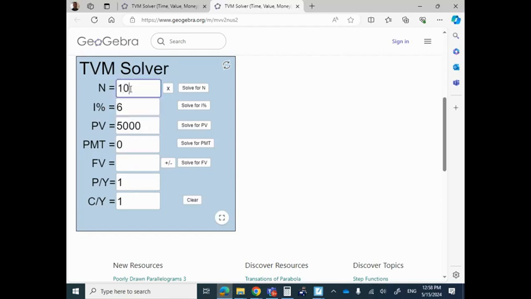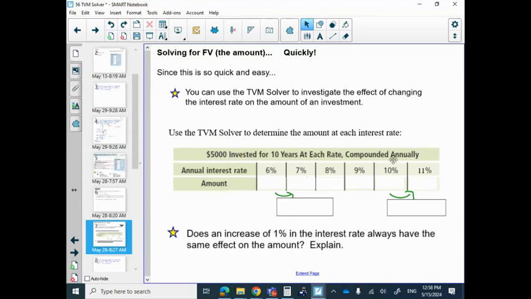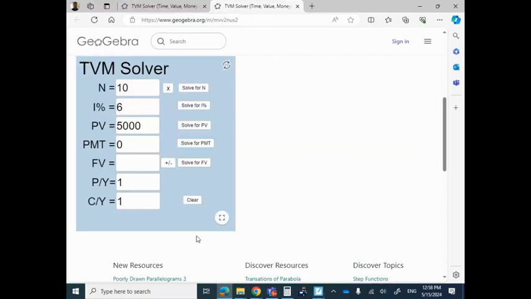Talking about 10 years, and we are compounding in this question just annually, so our compounding periods per year is just 1. And so we can just solve for the future value. Okay, so boom, just solve.